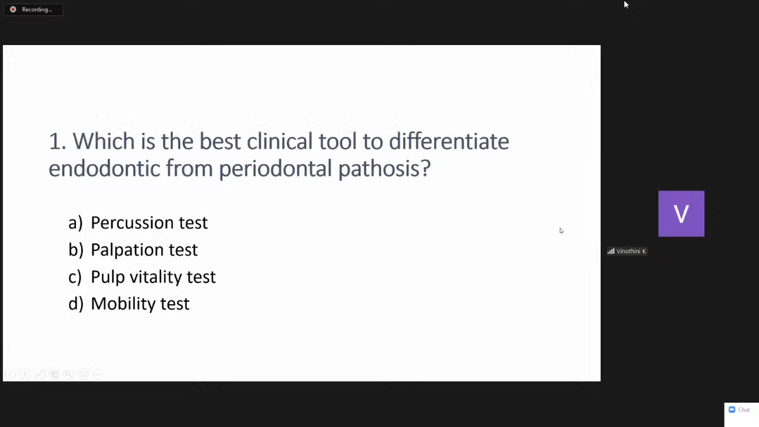Which is the best clinical tool to differentiate between endodontic and periodontal pathosis? Among these, which is the best tool: percussion, palpation, pulp vitality, or mobility? Any answers?